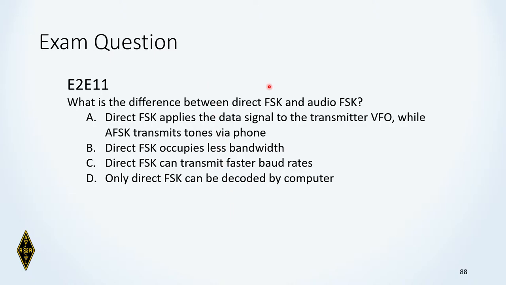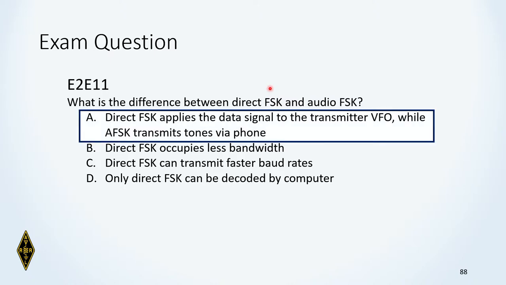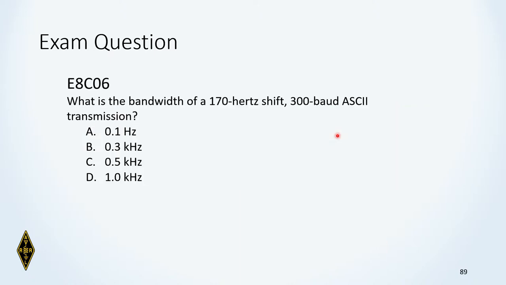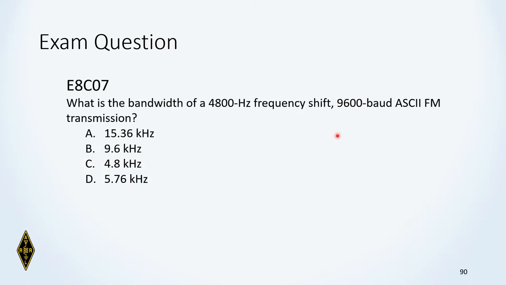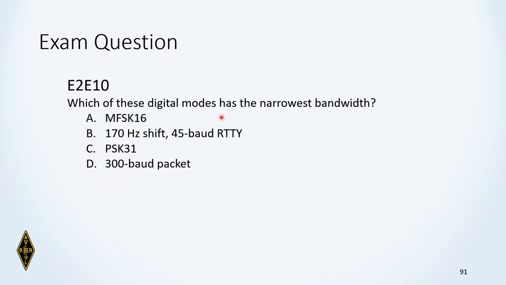What is the difference between direct FSK and audio FSK? Alpha. Right. Correct. What is the bandwidth of 170 hertz shift, 300 baud ASCII transmission? The answer is Charlie. Okay. The answer is going to be the closest number to 4 times the shift frequency. See how easy that was? You're supposed to say something now. Yes. Thank you. Much easier than I ever imagined. Here's another one. A, alpha. Right. That's the closest to 4 times 4800.